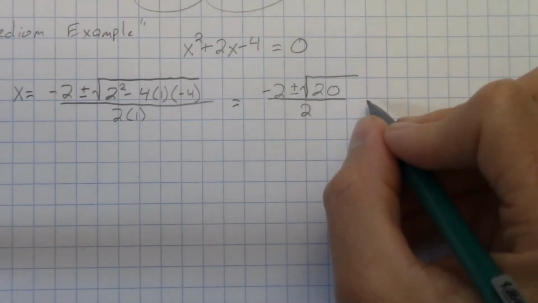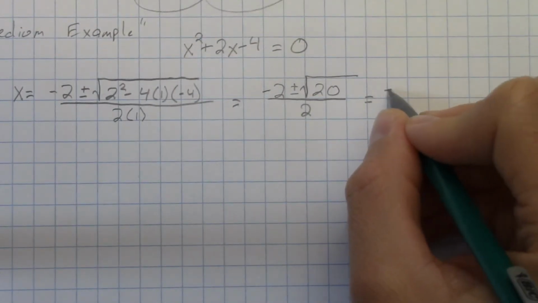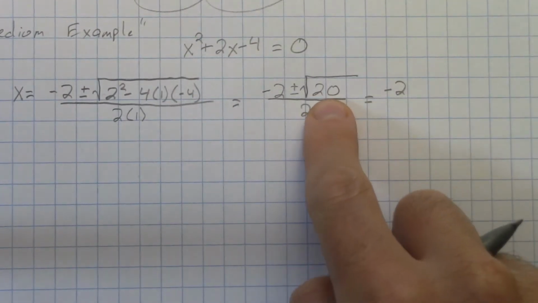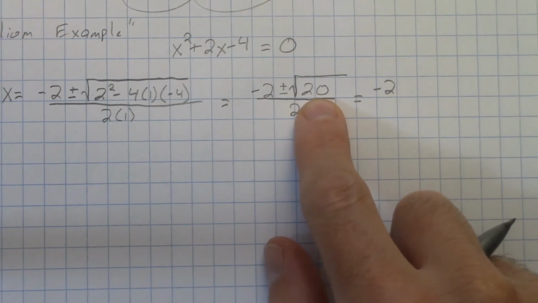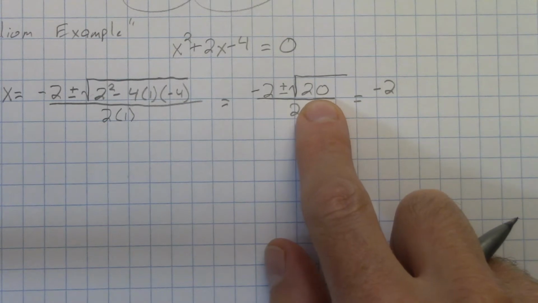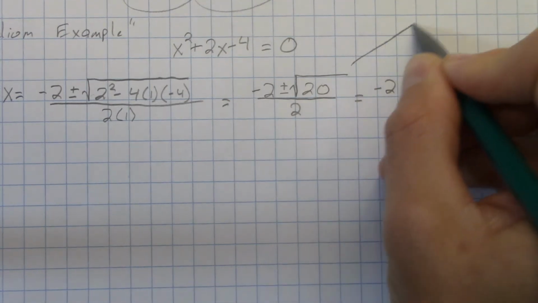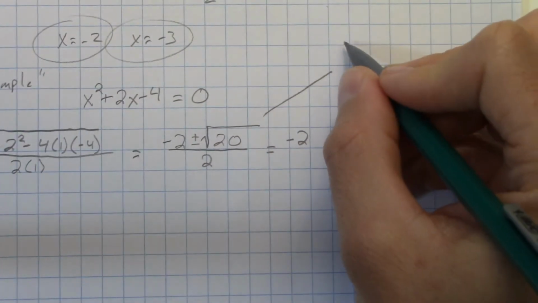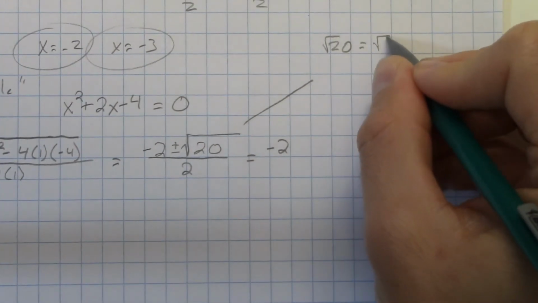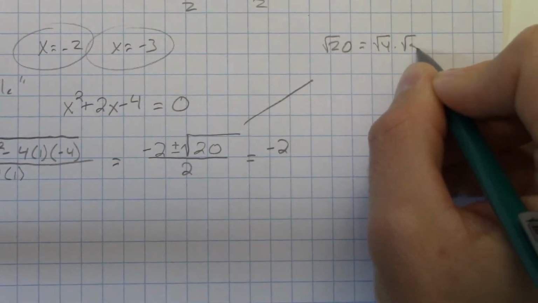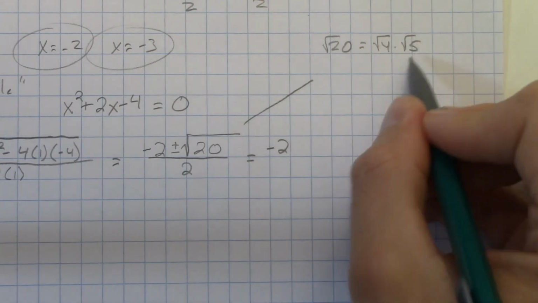We've got to deal with the fact that we've got the square root of 20. And this is why it's a medium example. The square root of 20 doesn't come out as a regular old integer, right? The square root of 20 is somewhere between the square root of 4 and the square root of 5. So we can simplify that. As an aside, the square root of 20 is the same thing as the square root of 4 times the square root of 5. Why? Because 4 times 5 is 20.